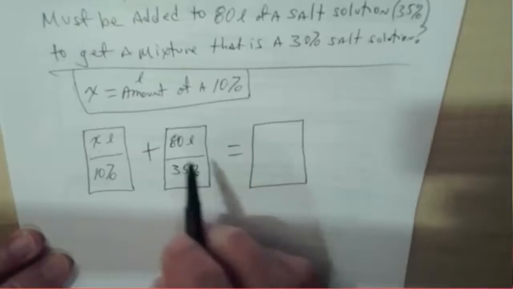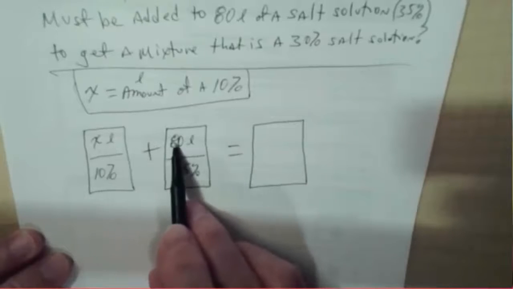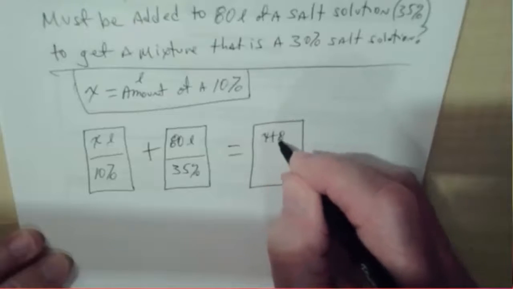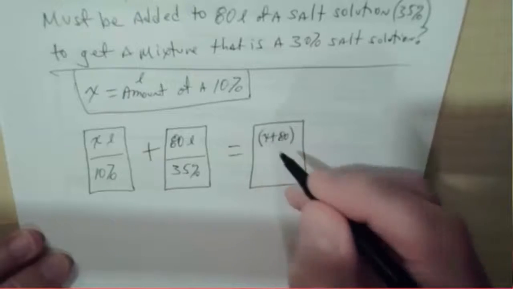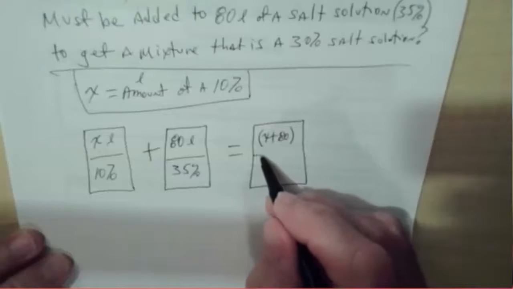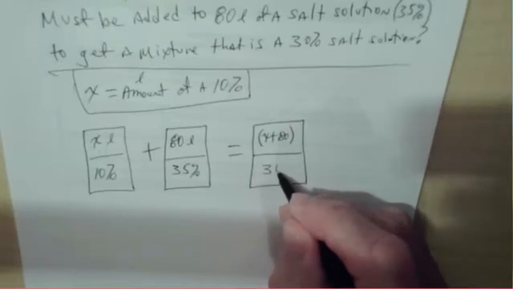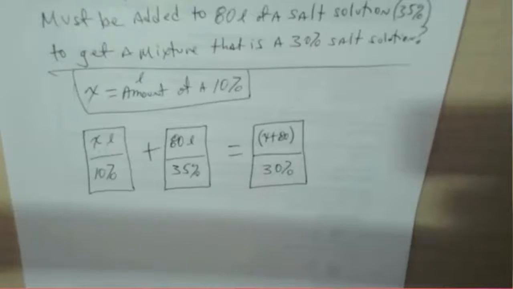Okay, so all we do is add these two together, and we get X plus 80. Now we have to put it in parentheses to make it one number. That's what parentheses do. It makes all that misery one number. And we want a 30% solution. Okay?